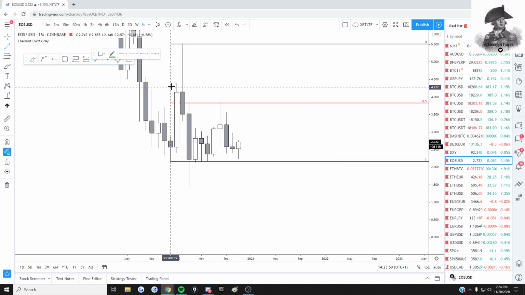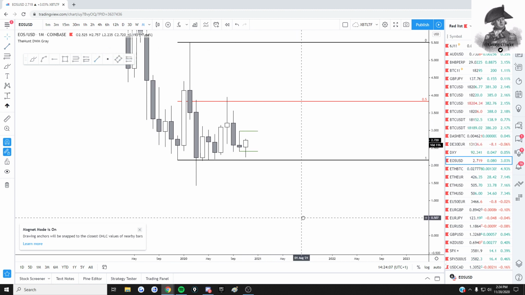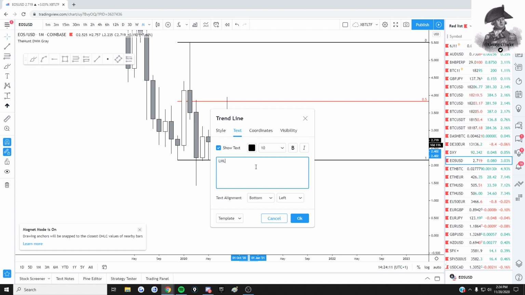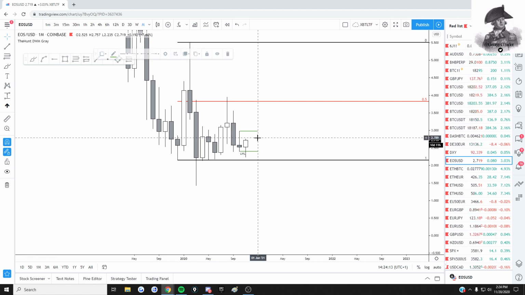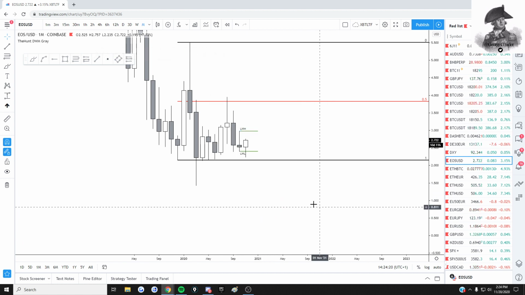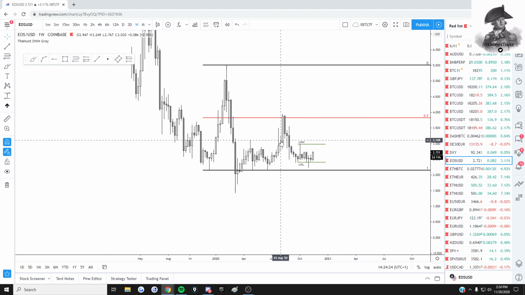also on the monthly, let's mark out last month's low, and last month's high. Okay, last month's low and last month's high, top left. Okay, then zoom in onto the weekly.